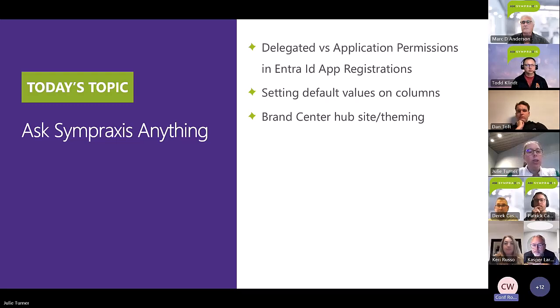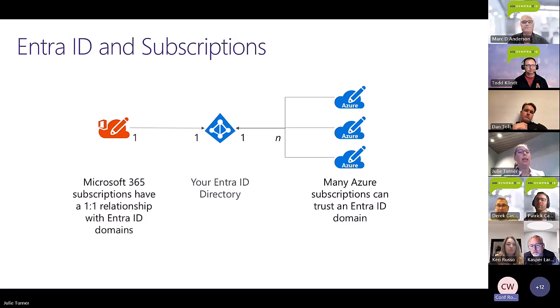We get this question a lot about Entra ID and app permissions versus delegated permissions. I wanted to just quickly do this because I think it's an important thing, so that people understand that when you have a Microsoft 365 subscription, you have this one-to-one relationship with an Entra ID domain. So then you have an Entra ID directory. And in Azure, if you have Azure subscriptions, you can have multiple Azure subscriptions that trust that Entra ID domain.